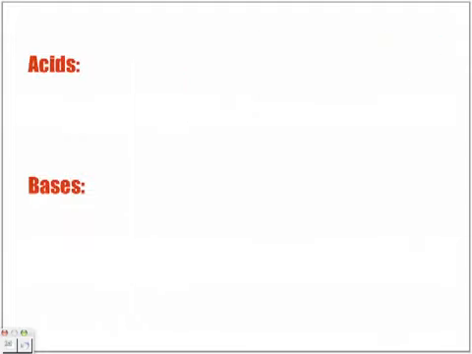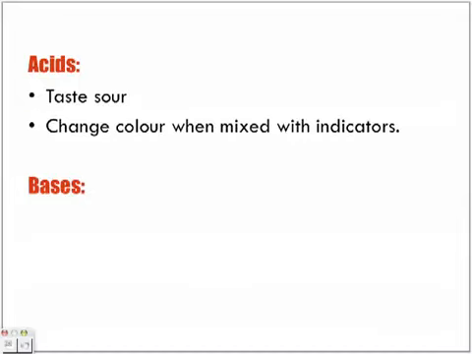Now, let's look at acids. Just recapping, if you think about foods and drinks, lemon juice is acidic and tastes sour. Acids change color when we use an indicator. For those who remember the litmus paper test, we think of red for acid, not really the best one, but think of it for the next one.